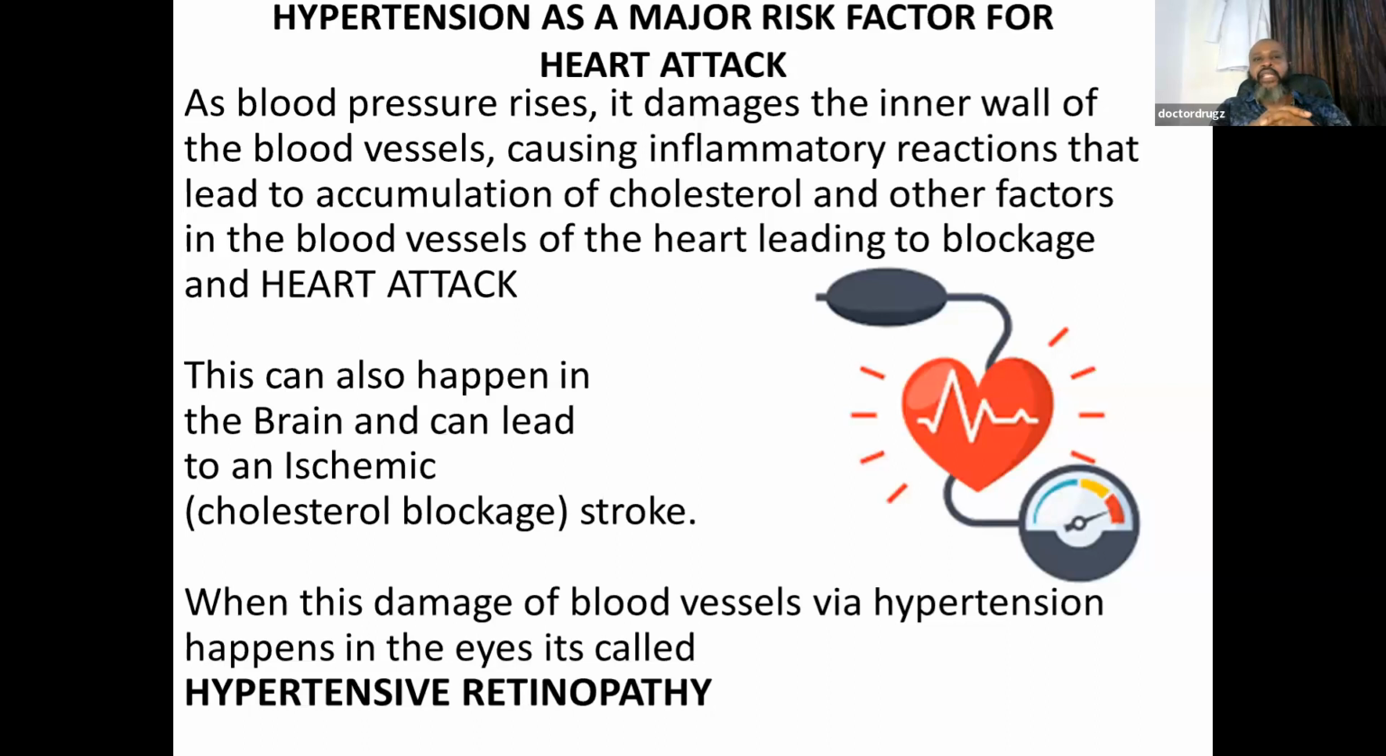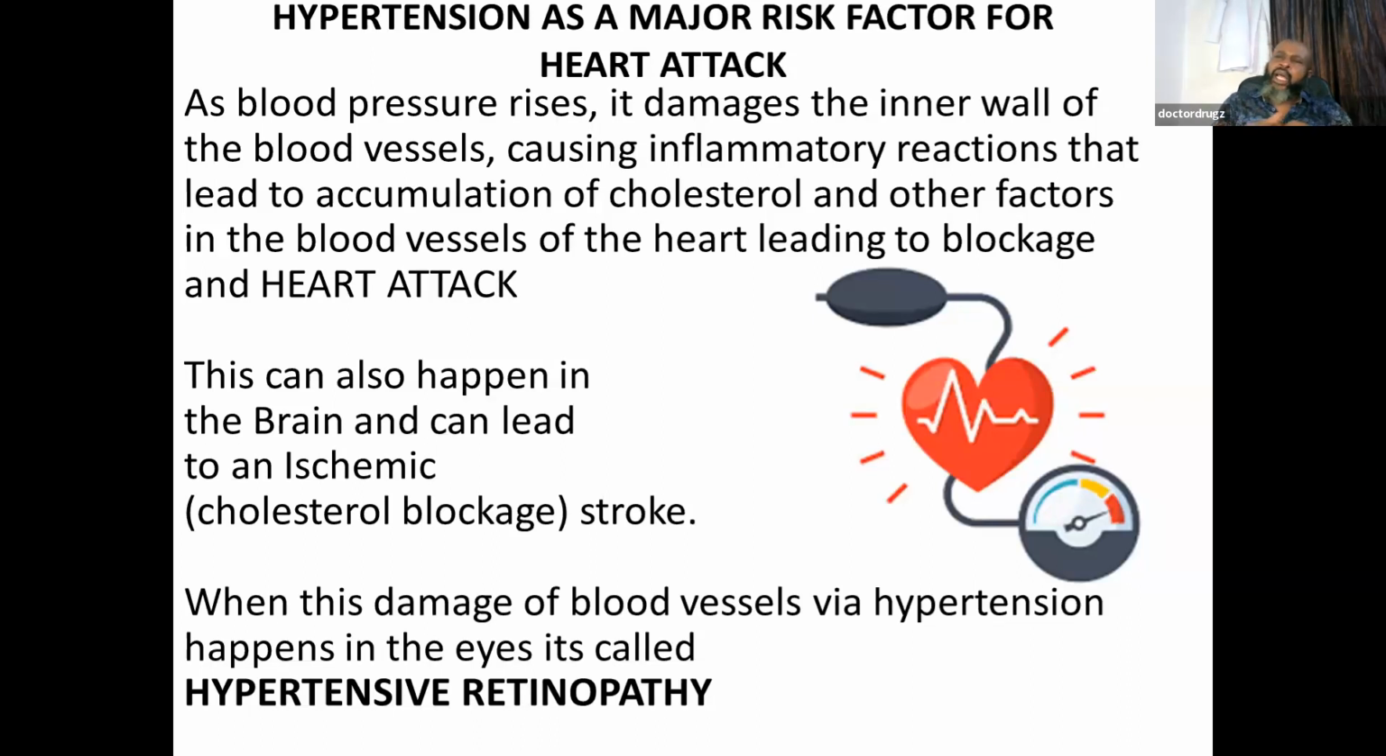As blood pressure rises, it damages the inner wall of the blood vessels, causing inflammatory reactions that lead towards accumulation of who again? Cholesterol. And once cholesterol gets somewhere, it blocks blood supply and begins to cause havoc on the other side, because the cells on the other side begin to die because they don't have enough blood supply. And that's why cholesterol blockage is terrible. And you can see now the link between hypertension and heart attack or myocardial infarction.